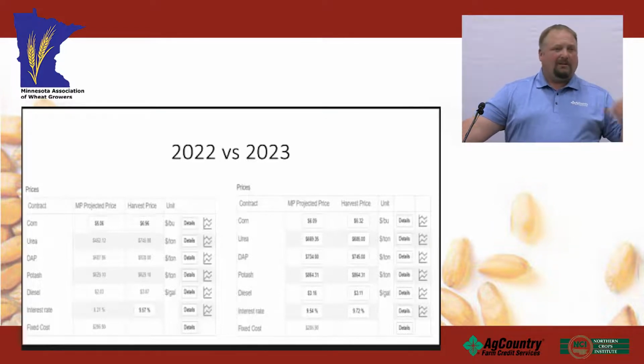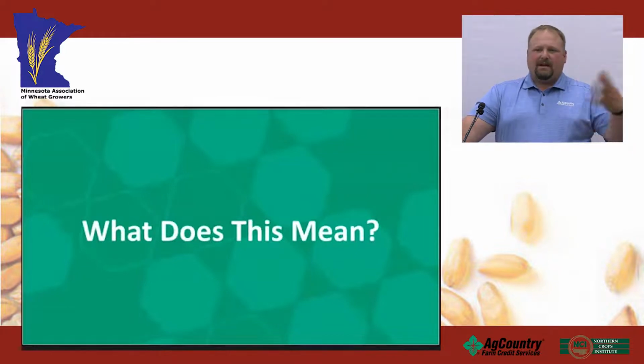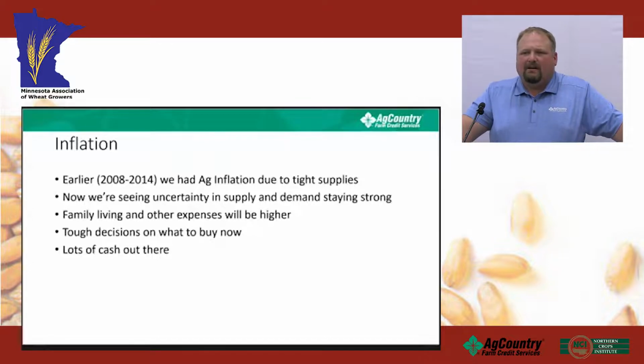So what does this all mean? So what does this really mean for you? Inflation, I talked about earlier, 08 through 14. We had ag inflation. It was tight supplies, right? Obviously the 12 drought on corn, things like that. We really cut back on our supplies. And we had increasing demand and it kind of leveled off there.